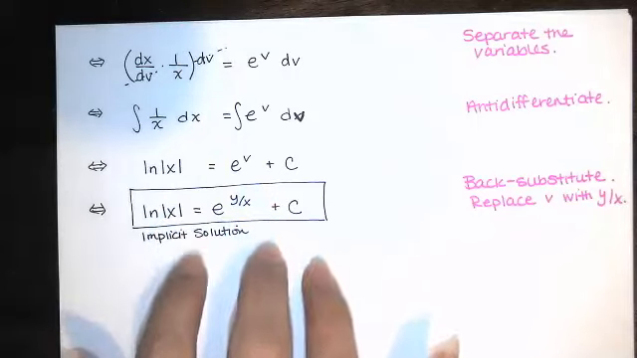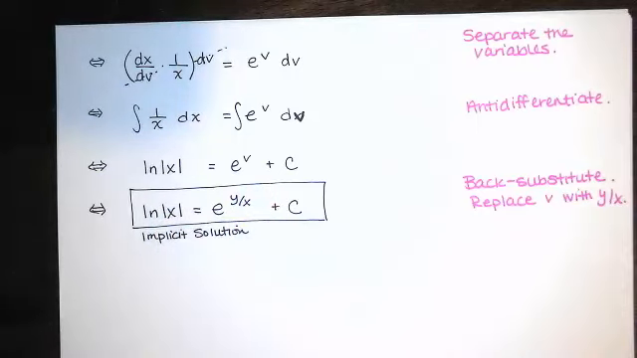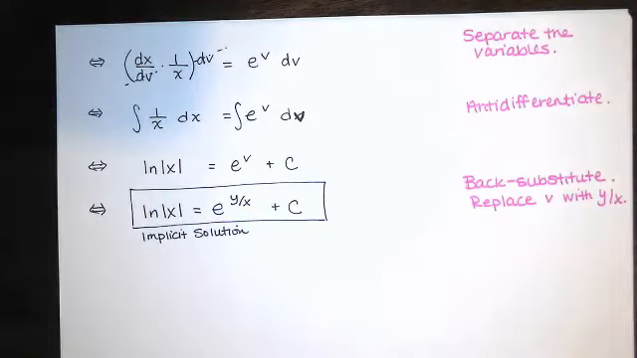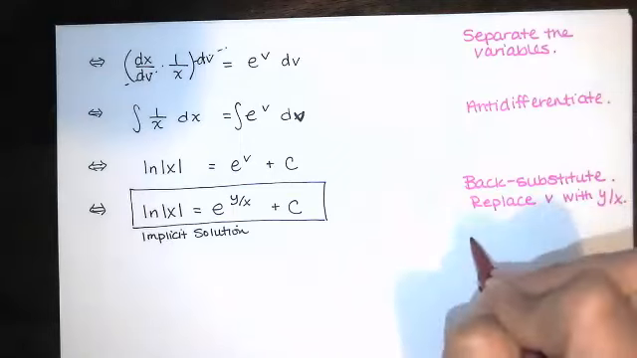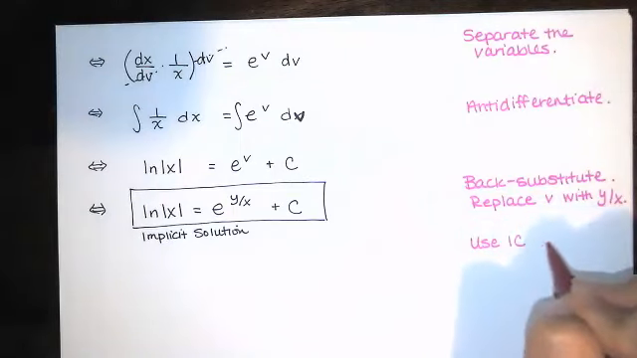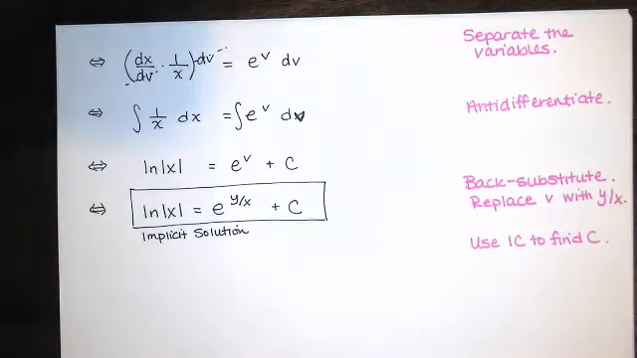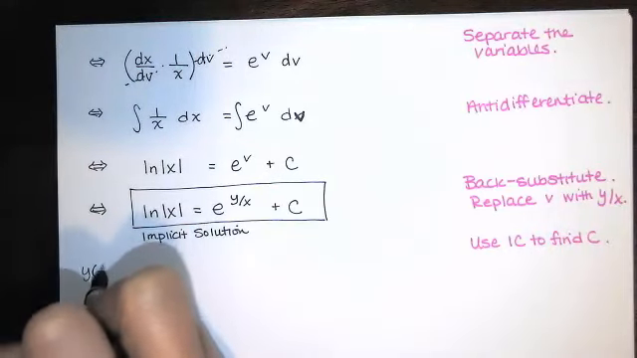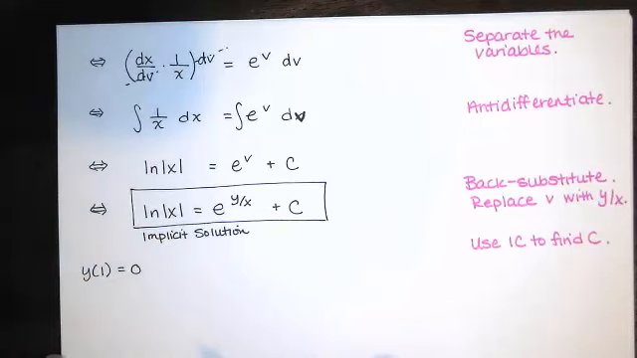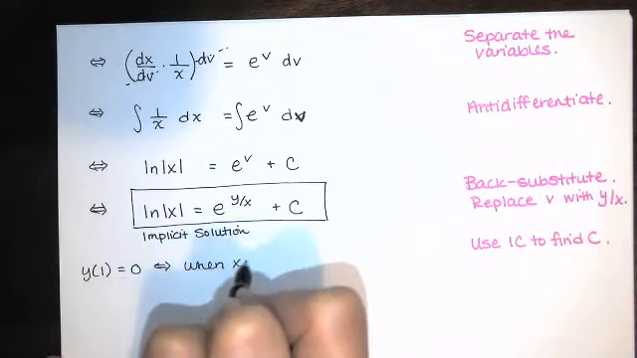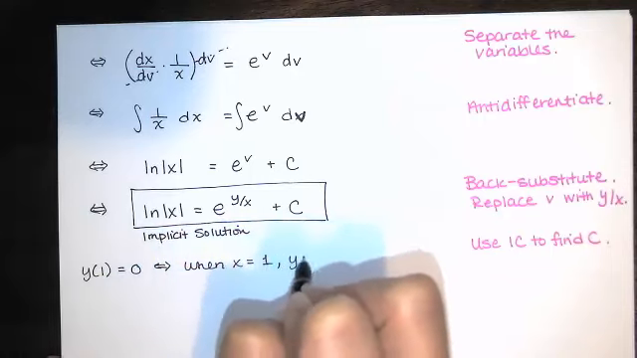So rather than finding the explicit solution first and then solving for C, I think I'm going to use this version, solve for C, and then I'll find the explicit solution. So we've got an implicit solution. We'll use the initial condition to find the value of C. And remember what this means. Y of 1 equals 0 means that when x equals 1, y is equal to 0.